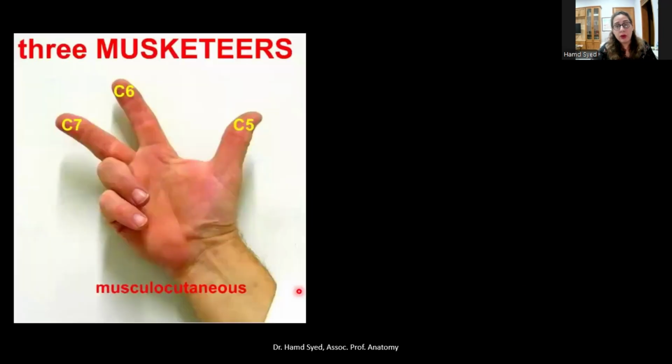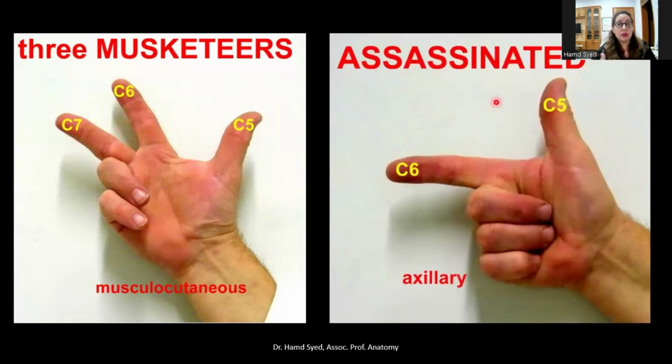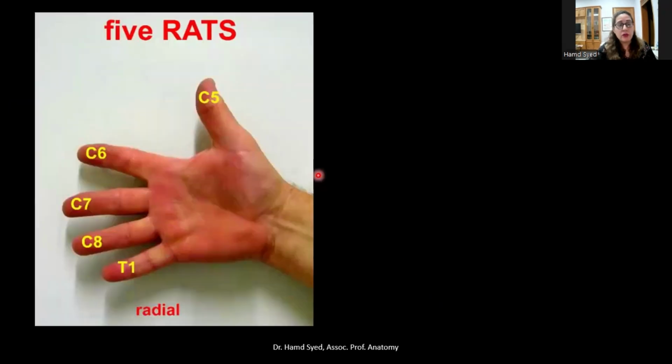Now, starting with the mnemonic, I said 3 musketeers. Well, 3 means these first 3 fingers, the M is for the musculocutaneous, MU. So the root value of musculocutaneous nerve is C5, 6, and C7. Then when we say assassinated, we will draw out a gun. Our fingers will be like a gun. So you can see in that case, you've got the first 2 fingers, C5, C6, which is the root value of A, for axillary nerve. Then the 5 rats are simply all 5 fingers. So C5, 6, 7, C8, and T1 are representing the root value of R of rats, for radial nerve.